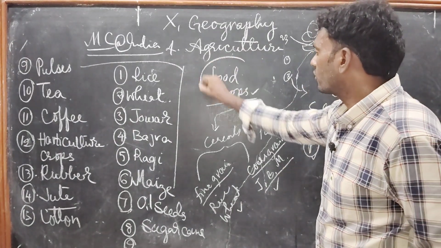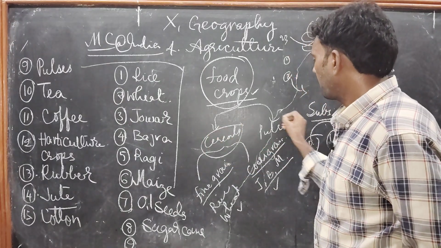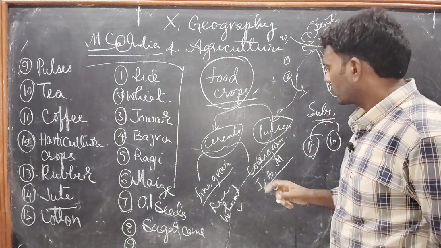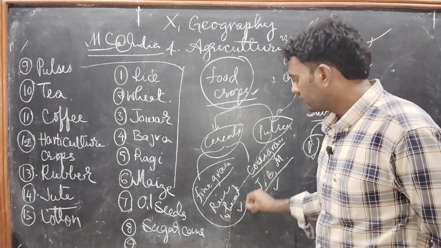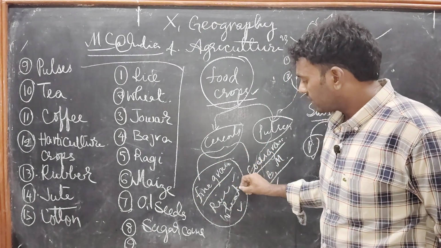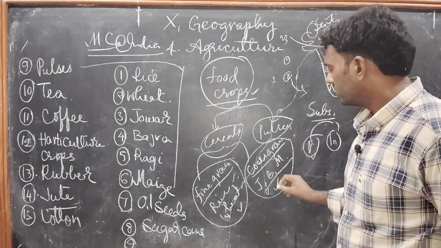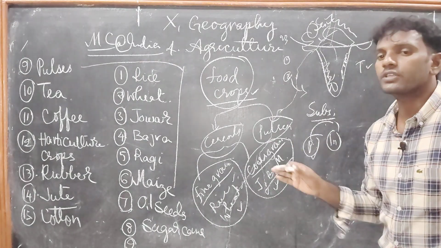See, first food crops. Again, food crops are divided into cereals and then pulses. These fine grains are divided again into two important crops, rice and wheat. Coarse grains, again there are two types. What is that? Jowar, bajra, maize. See, it is clear. Okay, we need to discuss one by one.